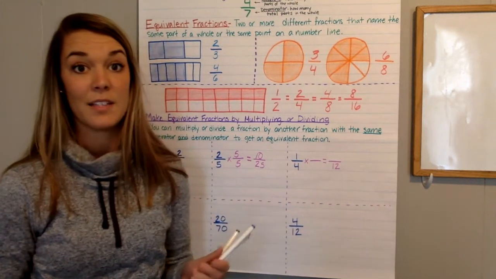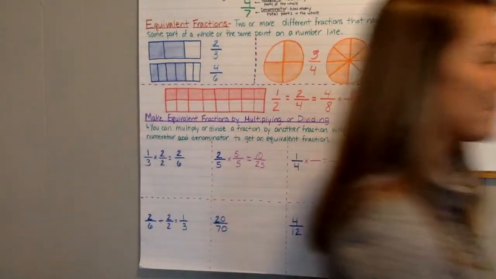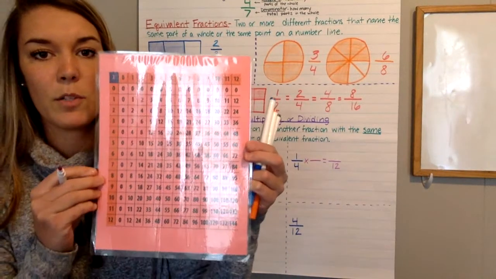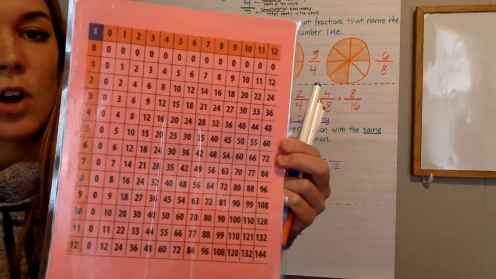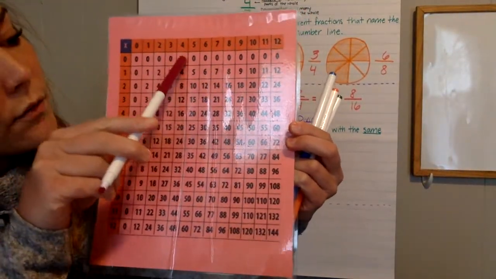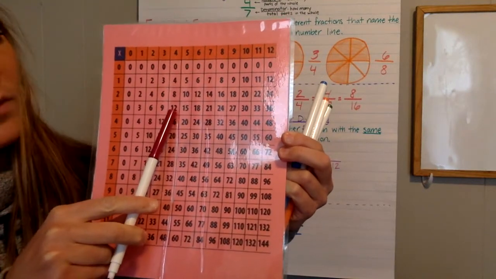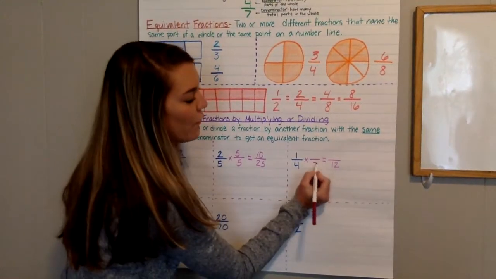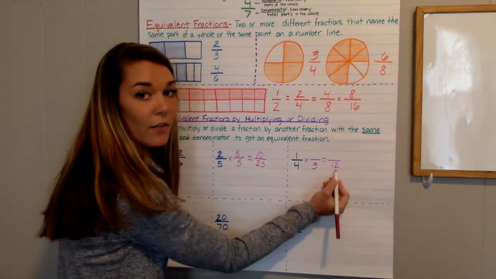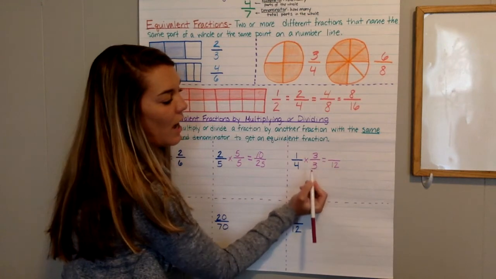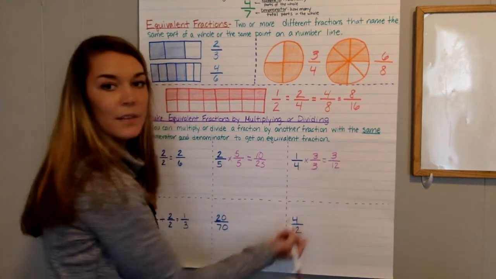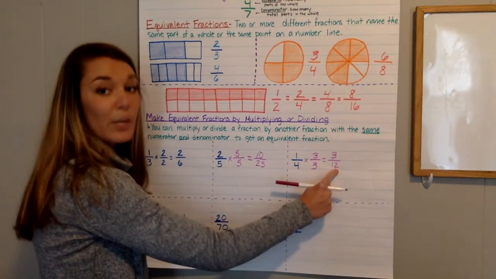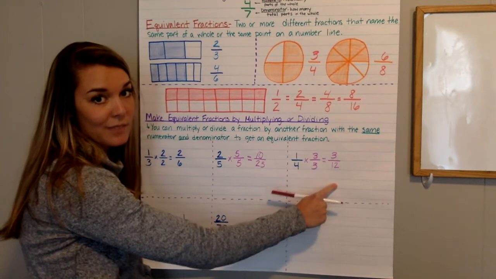My fast math kids might be able to get that. Otherwise, if I'm not really too sure, I can use my multiplication chart as a tool. I can drive down my 4. 4 times what is 12? There's a 12. Come over. 4 times 3, right? Okay, so 4 times 3 equals 12. Whatever I do to the bottom, I must do to the top. 1 times 3 is 3. So this means that 1/4 is equivalent to 3/12. They represent the same thing.